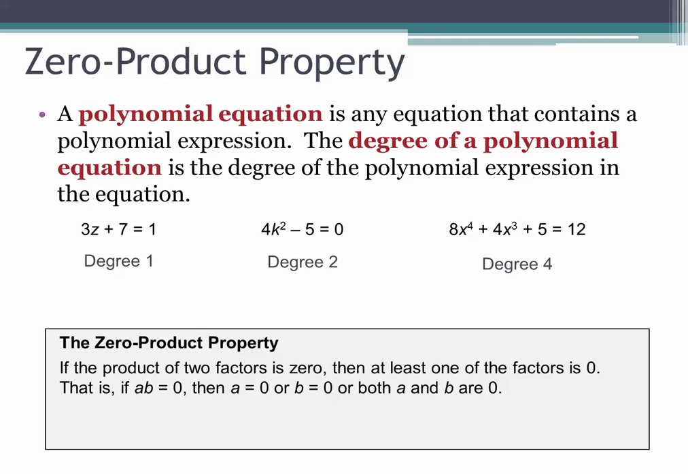The zero product property tells us if the product of two factors is 0, then at least one of the factors is 0. That is, if a times b equals 0, then a equals 0, or b equals 0, or both a and b equal 0. Makes sense?